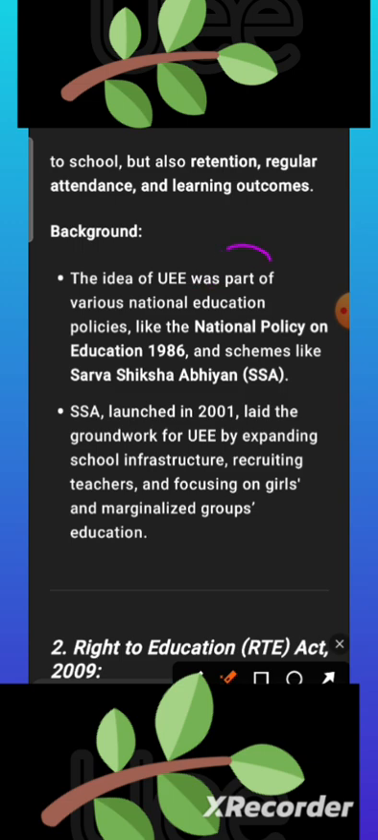The idea of UEE was part of various national education policies like National Policy on Education 1986, and schemes like Sarva Shiksha Abhiyan. SSA, launched in 2001, laid the groundwork for UEE by expanding school infrastructure, recruiting teachers, and focusing on girls and marginalized group education.